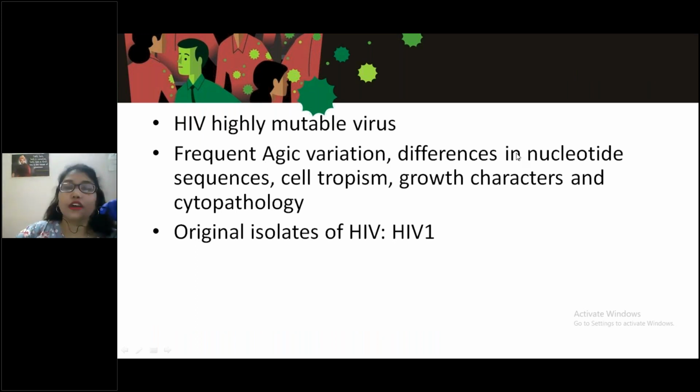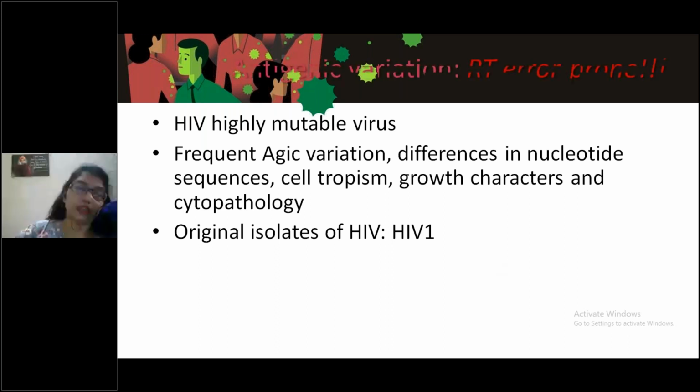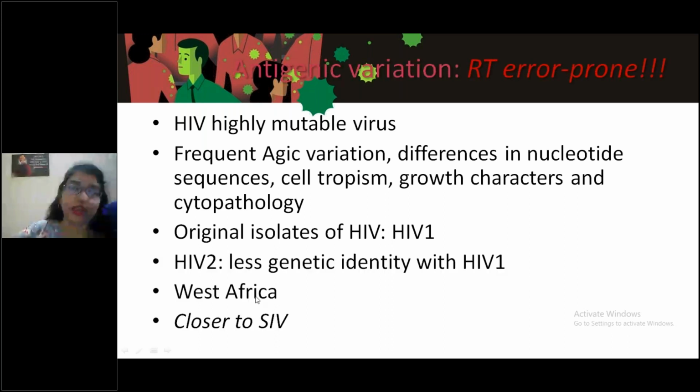HIV is a highly mutable virus, and because of frequent antigenic variation, there are differences in the nucleotide sequences, the cell tropism, the growth characters, and the cytopathology. There is less genetic identity of HIV-2 with HIV-1, and HIV-2 was basically found in West Africa, and it is closer to the simian immunodeficiency virus.